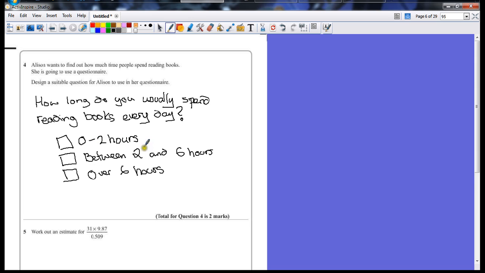times. There is no overlap. You could say there's potential overlap between here, but I've said between 2 and 6. That implies bigger than 2 hours. So that would get me 2 marks.